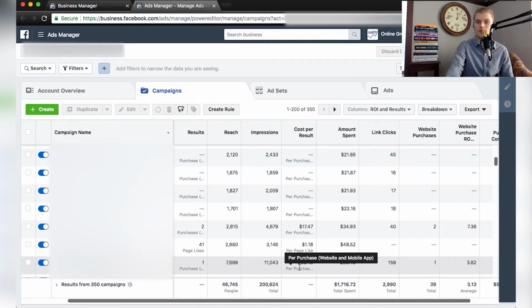And we only spent $100 on it, and we had 159 link clicks. So what does that tell us? That means that they're only seeing this 1.5 times. That's really good results, especially when we're getting 159 link clicks and we're only spending that much money. So what we'll do is we will do more of those ads.